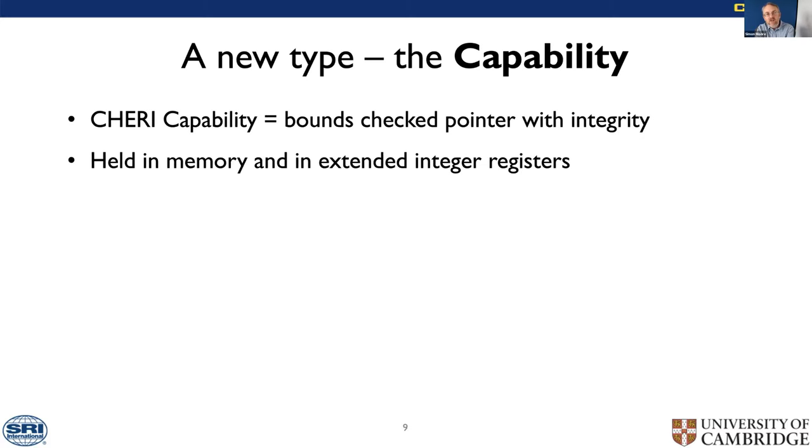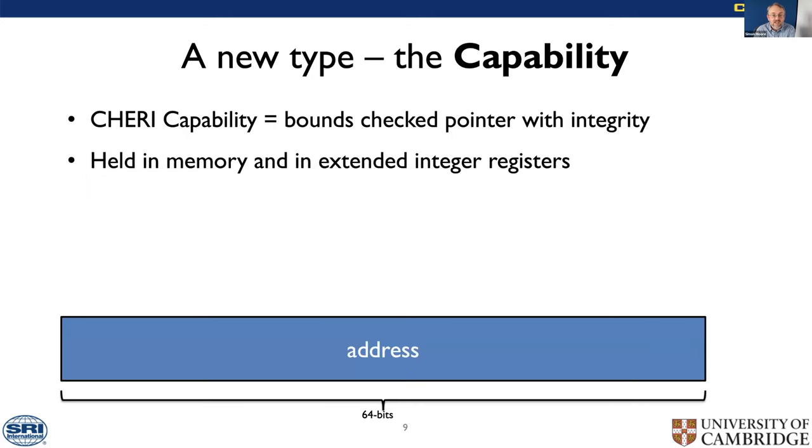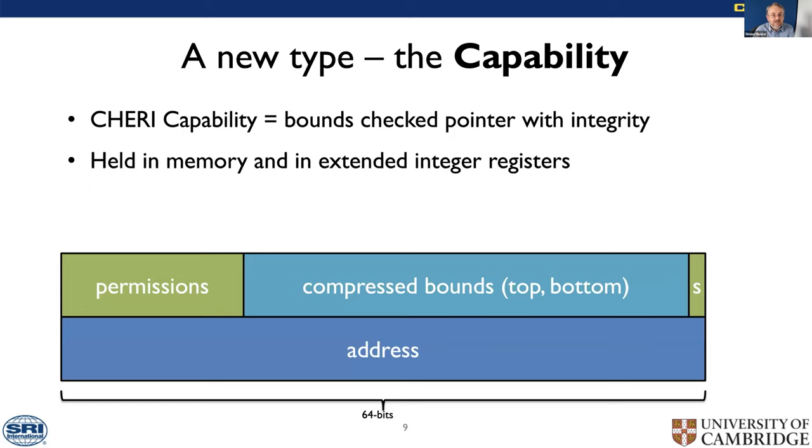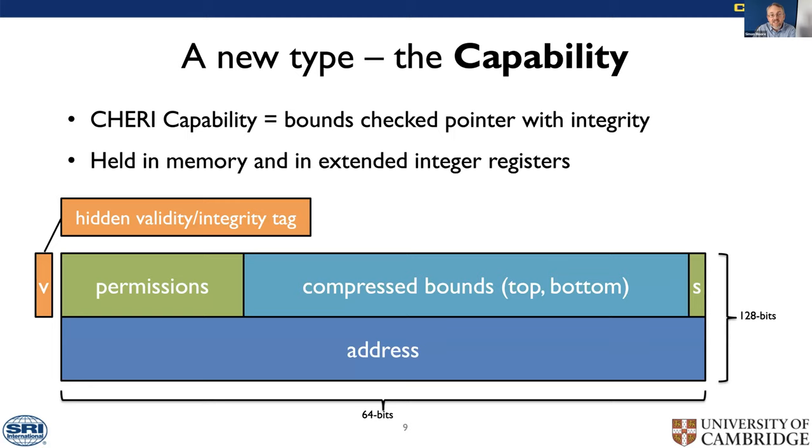So we've got a new type, the capability. A capability is a bounds checked pointer with integrity in the CHERI world. Capabilities are held in memory and in extended integer registers. So we start with an address, a 64-bit address. There's also a 32-bit variant. We then add a further 64 bits of metadata that include permissions, compressed bounds, and a sealed bit that I'll tell you more about in a minute. Oh, and a hidden validity tag.